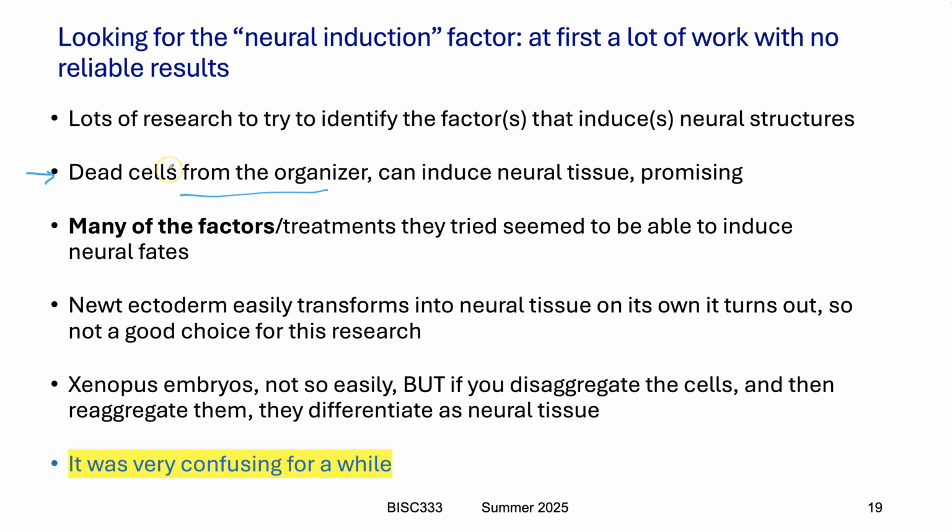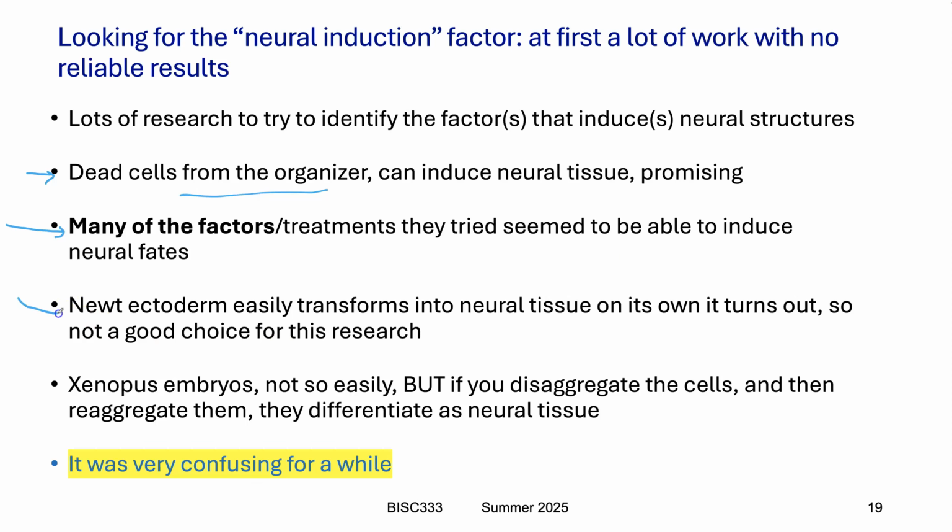And there's tons of different signals, and many different protein factors were tested. You could take animal cap cells, or presumptive epidermal cells, and culture them with different kinds of signaling molecules and see if they induced neural fates. Many of them did. The vast majority of the factors and treatments that they tried seemed to be able to induce this neural fate. It was kind of confusing, because you would not expect so many different factors to be neural inducers, right?